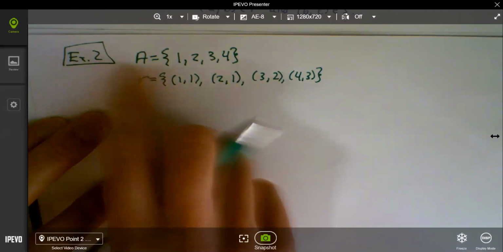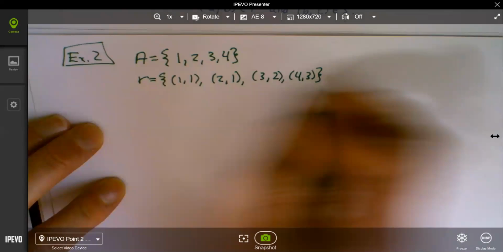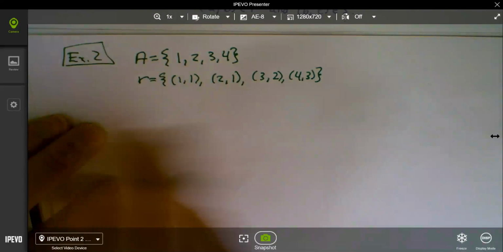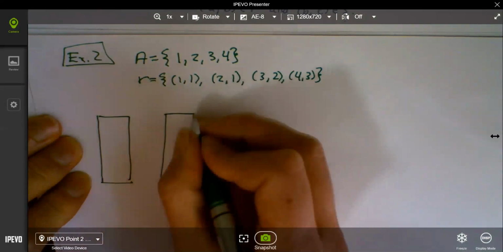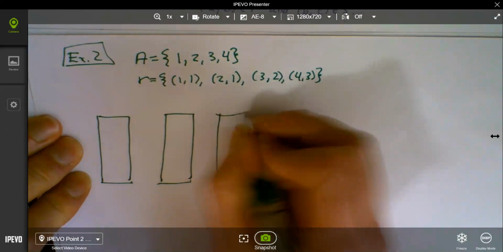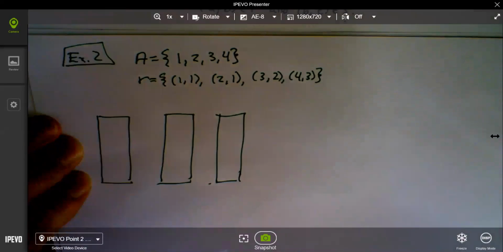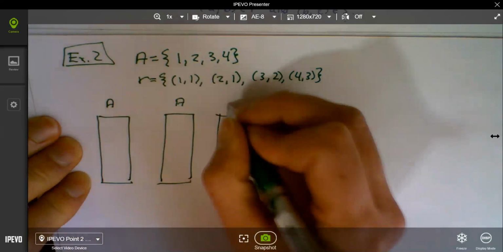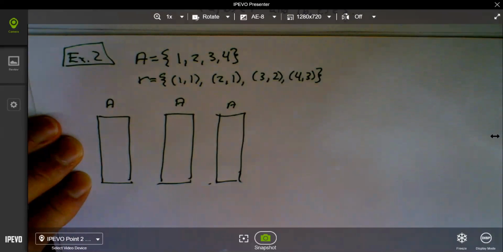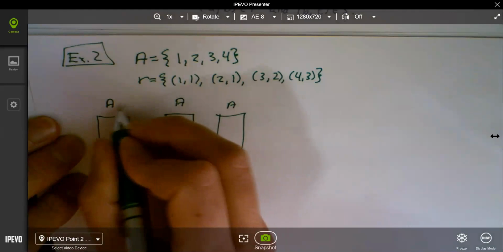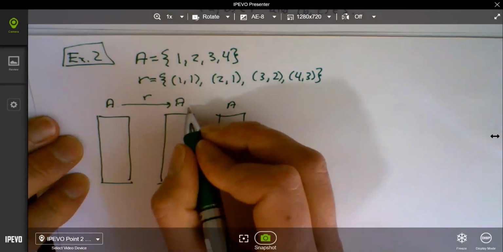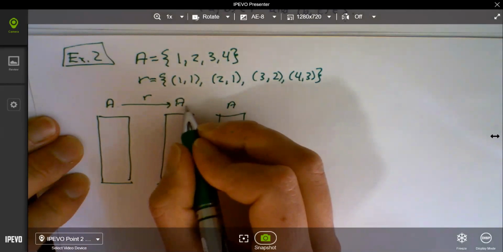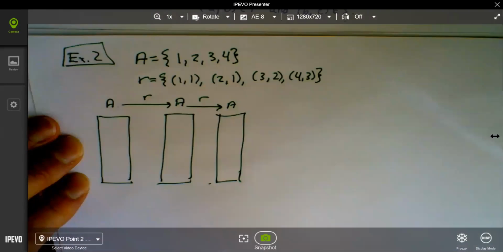We have one set A, and R is on set A, so R takes elements from A to A. So let's draw that picture. So I'm going to have, again, 3 rectangles, except this time they're all representing set A. A, A, A. And we're going to compose R with itself. So we're going to go from set A to A using R, and then from there, go from set A to A again using R.